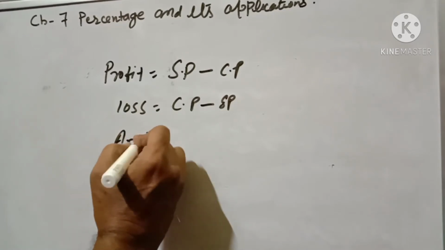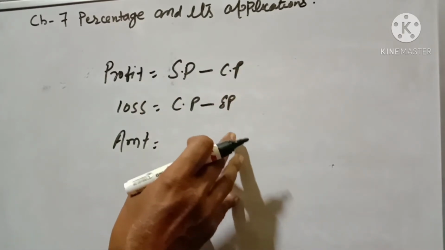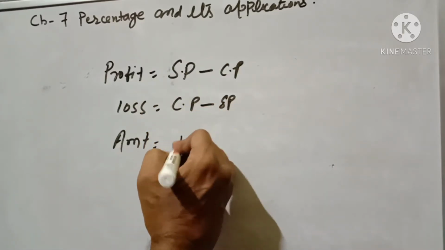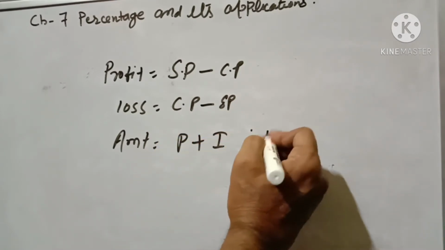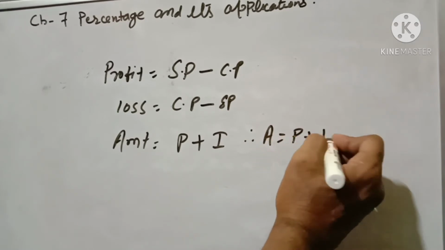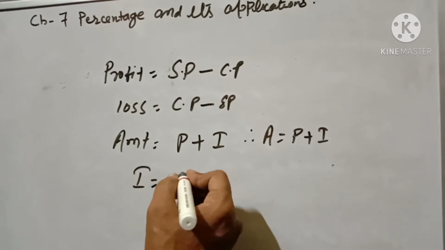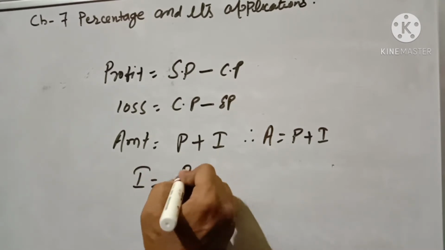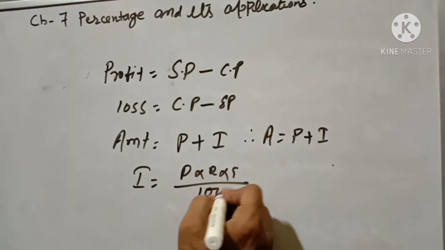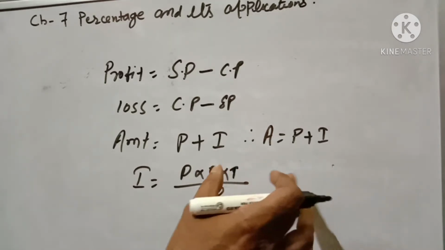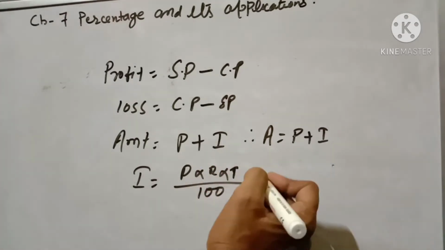Amount means the principal, the money we have invested, plus interest, so the short form is A equals P plus I. And interest I equals P into R into T by 100. In a nutshell, these are all the formulas I have written. You have to go through your book also, and then we can solve.